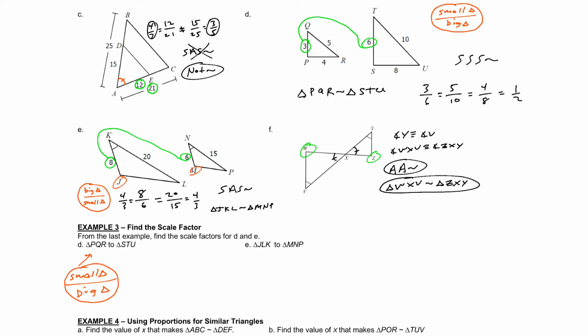So looking back at our work from part D, you can see that I did already set it up as the small triangle side length divided by the big triangle side length. So any one of these fractions made up of corresponding side lengths is our scale factor. And we're going to want the reduced form of it. So we can see that we already have this answer. It is right here. It is 1/2. So our answer is 1/2.